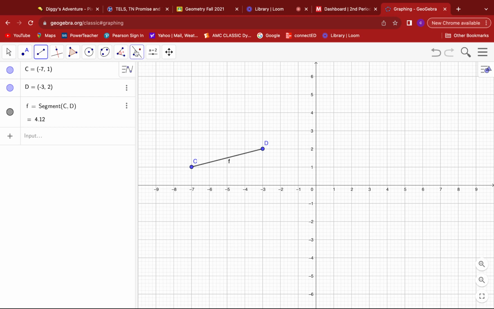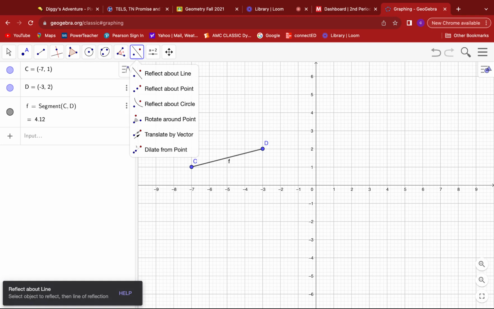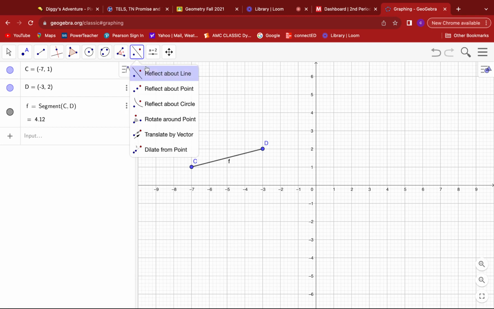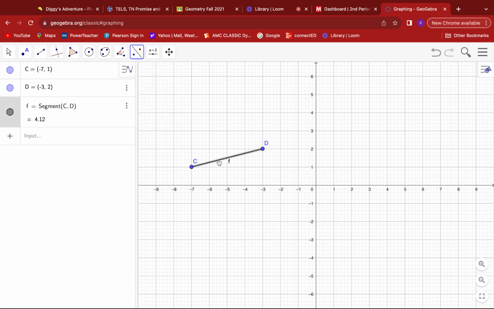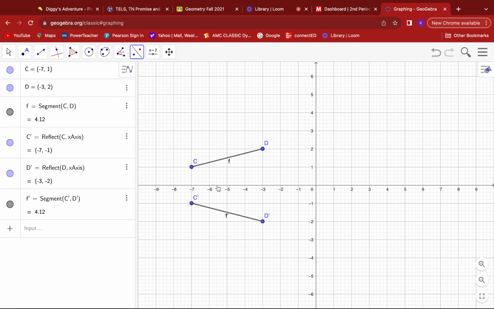All right, so we're going to reflect this across a line. So I'm going to click on reflect across the line. I'm going to click on my figure. I'm going to click on the x-axis, and there it is. So C is 1 above, C prime is 1 below. D is 2 above, D prime is 2 below. All right, now we got to rotate 90 degrees about the origin.